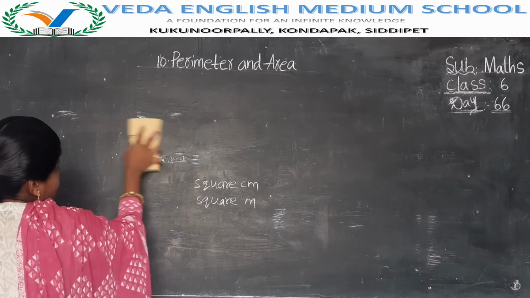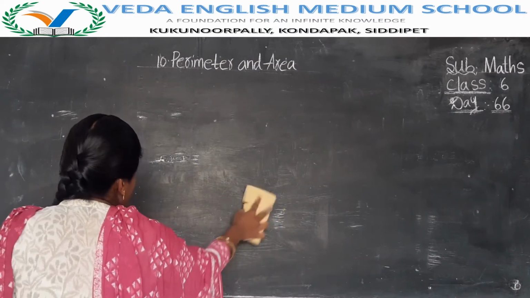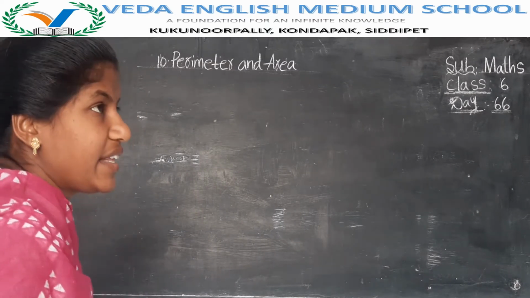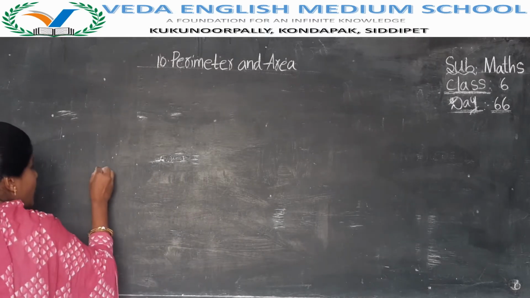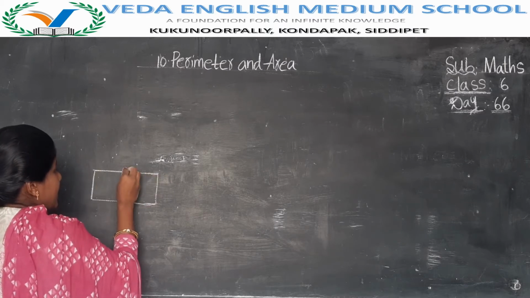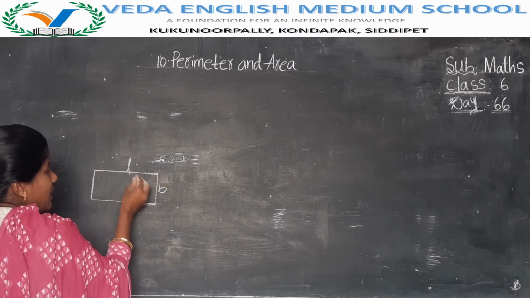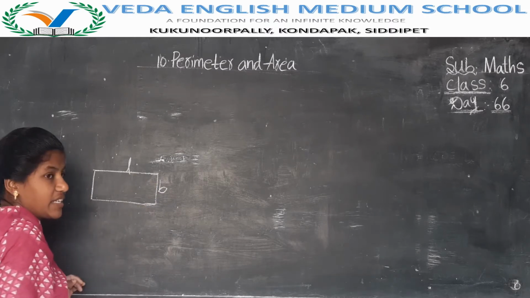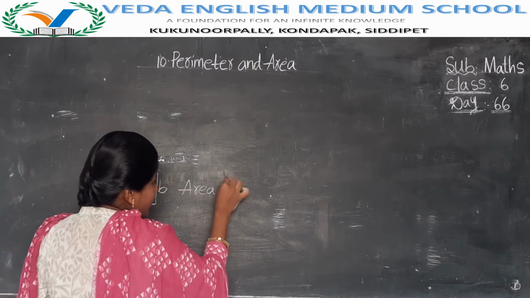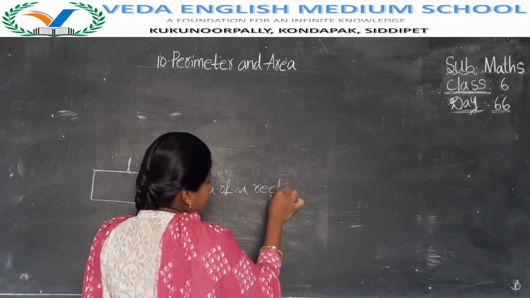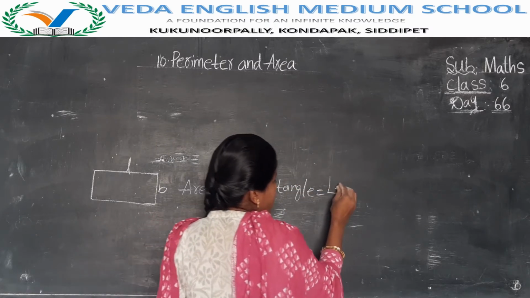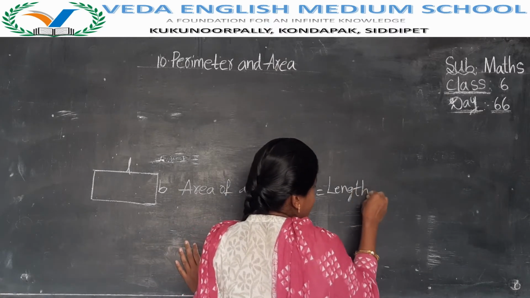So what is the definition of area? The amount of the surface enclosed by a closed figure is called area. Then to find the area of the rectangle, in this rectangle this is the length, this is the breadth. By multiplying both length and breadth, you will get the area of the rectangle. So the area of a rectangle is equal to length into breadth. What do you have to say? Length into breadth.